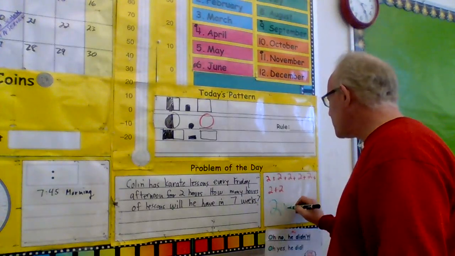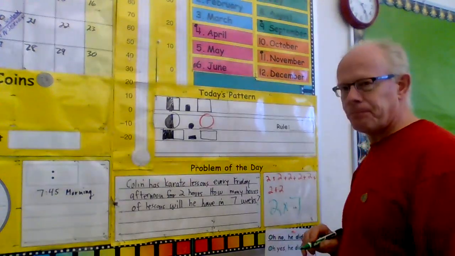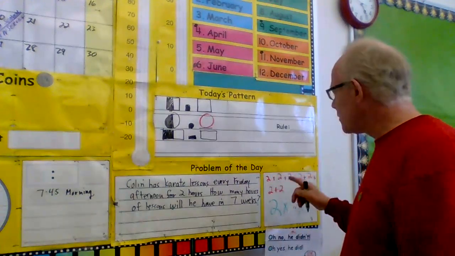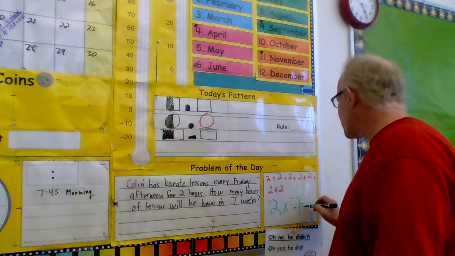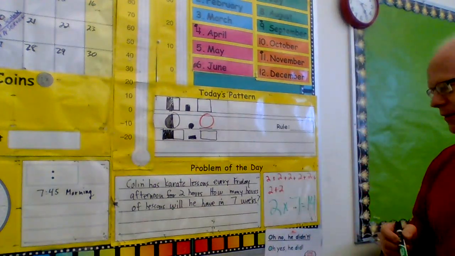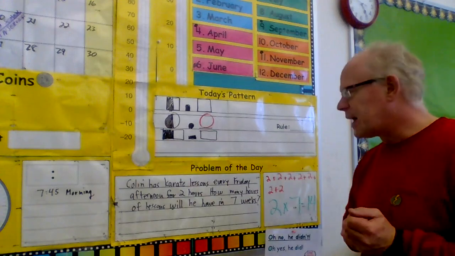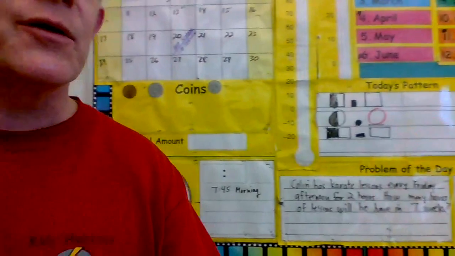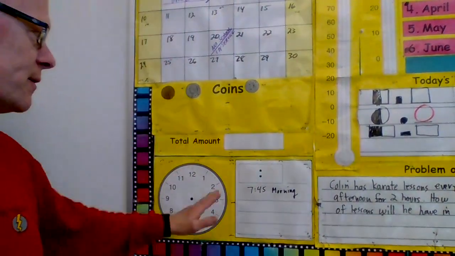It would be 2 times 7. So instead of adding 2 seven times, you would multiply 2 times 7, and that would equal 14 hours of lessons. So he would have 14 hours of lessons in 7 weeks. Good. Let's go over here now to our time.